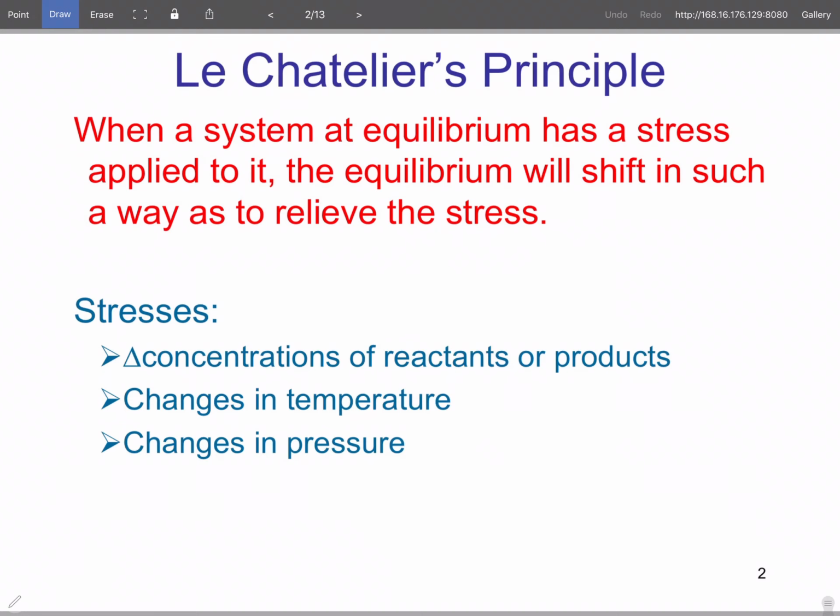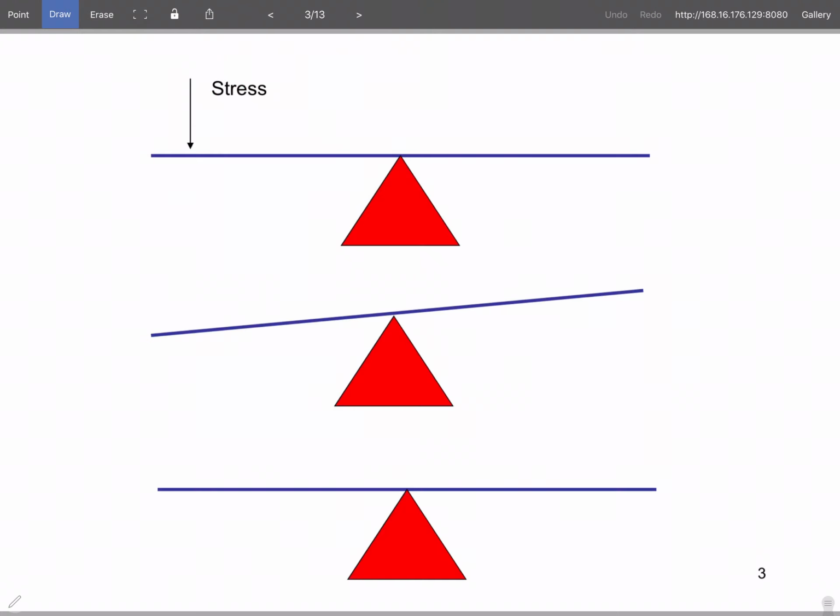So, what is Le Chatelier's principle? Le Chatelier's principle says that when a system at equilibrium has a stress applied to it, it will shift in such a way to relieve the stress. So, how do you stress an equilibrium system? You change the concentrations of either reactants or the products. You can change the temperature, you can change the pressure. So those are the three main stresses, and we'll look at each of them individually.